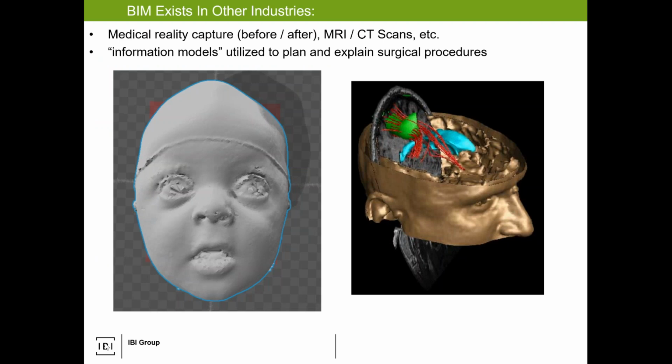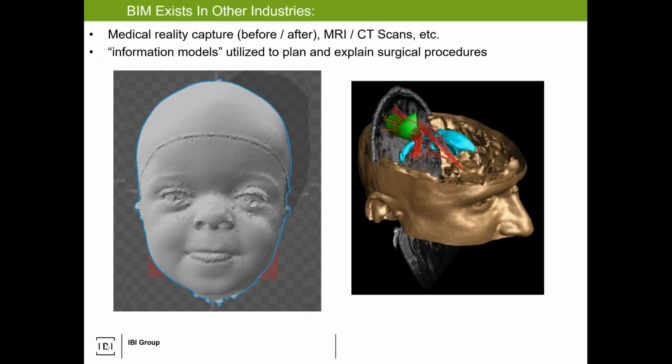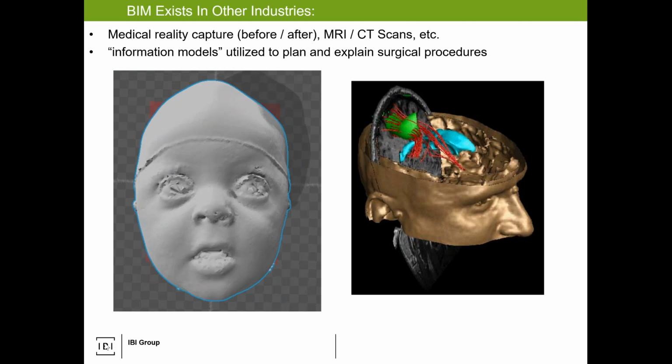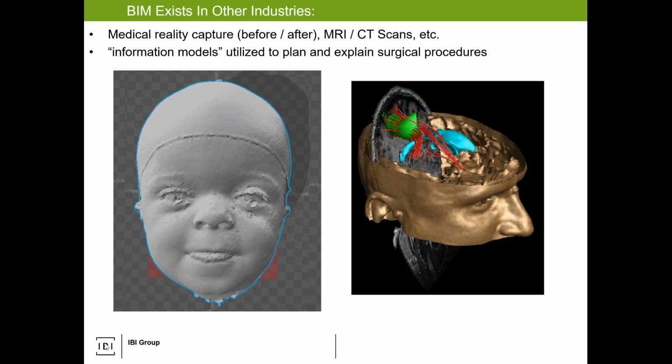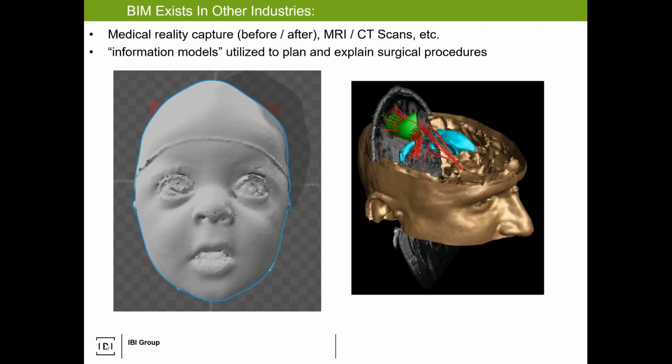Now, BIM has existed, not called BIM, in other industries. So the concept of an information model to help plan in the medical world, that image on the left is actually my son. He had to have significant head reconstruction surgery. And when we had to sit down and decide, yeah, we're going to do it, this is what they did. They gave me this initial BIM model to understand it. They rotated around. They had a surface scan and the CT scan, all fused together.